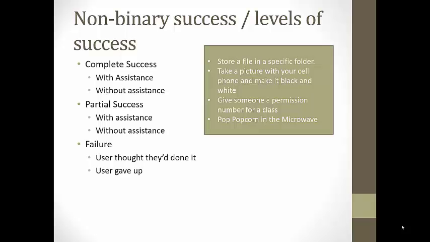Example of tasks would be store a file in a specific folder, and they know how to store a file, but they cannot find that folder. Take a picture with your cell phone and make it black and white. They might be able to take that picture and find the filters, but they cannot make it black and white. They can't find the specific filter. Give someone a permission number for a class. Pop popcorn in the microwave. They might be able to get the popcorn into the microwave, but they cannot figure out how many minutes, or there's no popcorn button, so they can't just press one button and they don't know exactly what they're supposed to do with the popcorn.